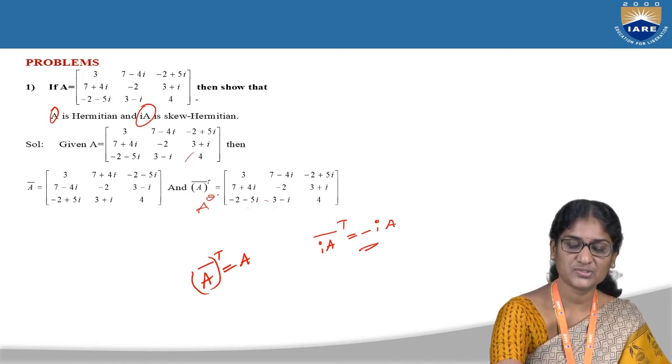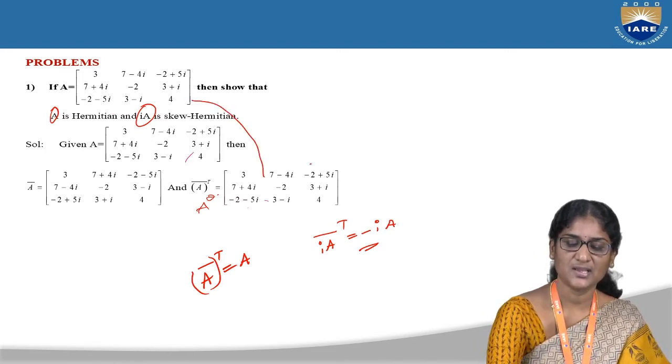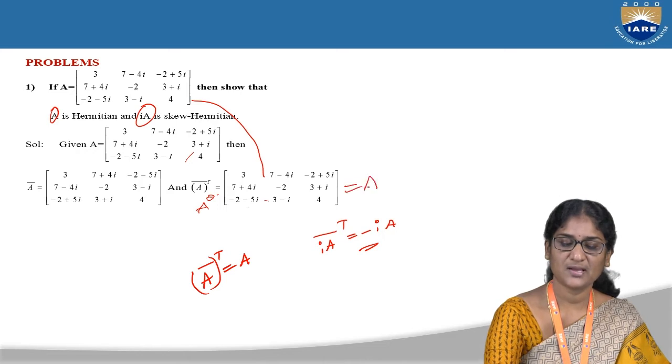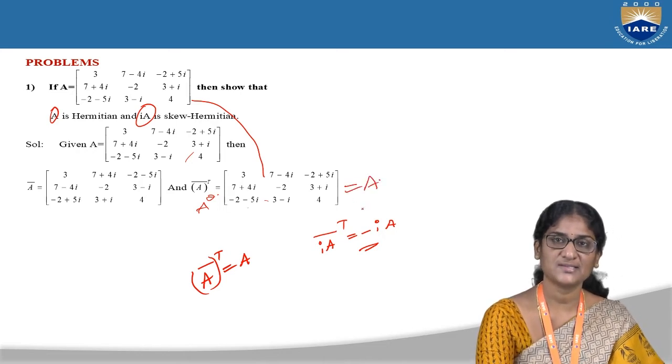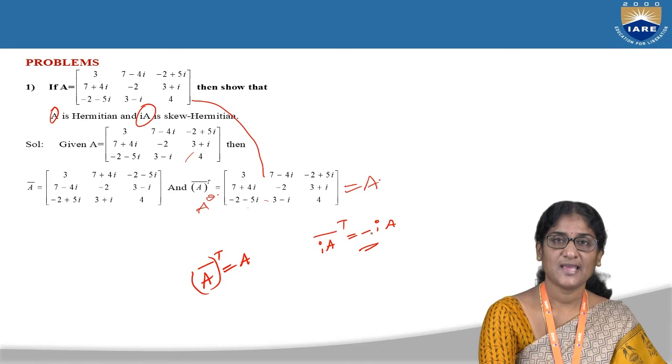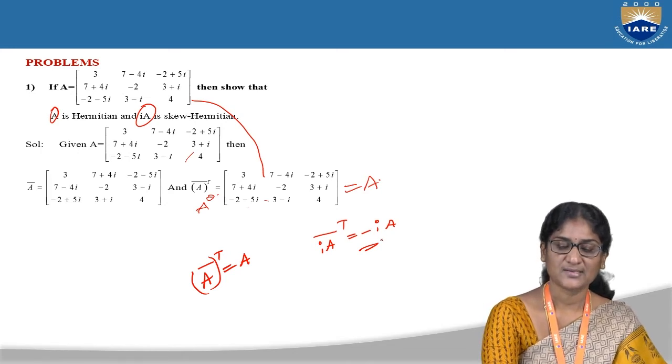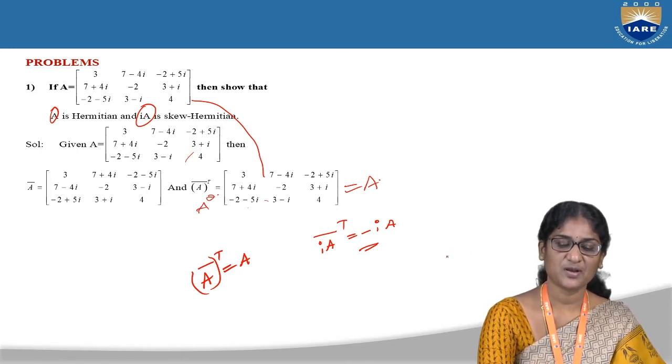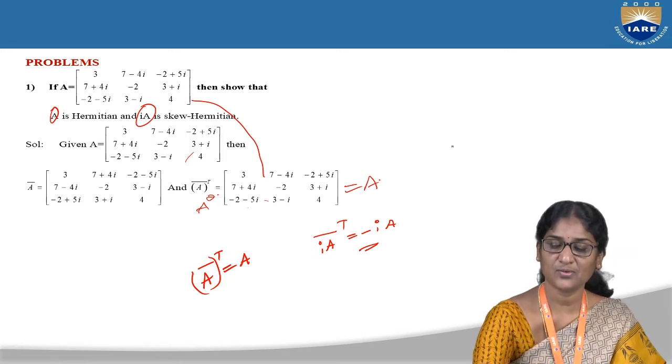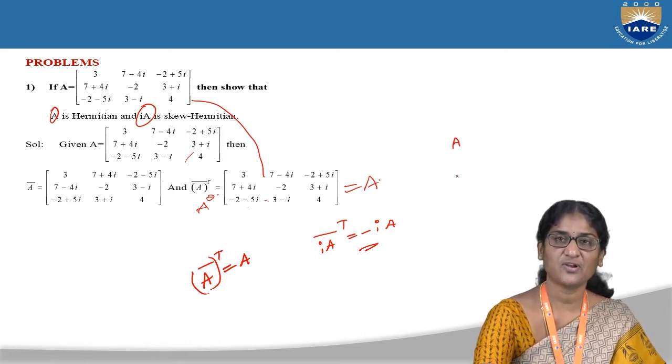You can observe these two are one and the same, isn't it? So therefore A bar transpose is equal to A, so you call A a Hermitian matrix. Going to the second part of the problem, we have to prove that iA is skew Hermitian. For that, the steps you have to follow: first A is there, you find A bar, next you find A bar transpose, right?